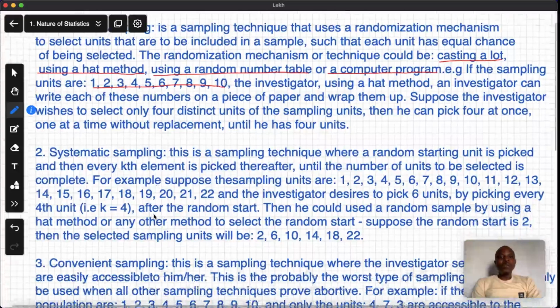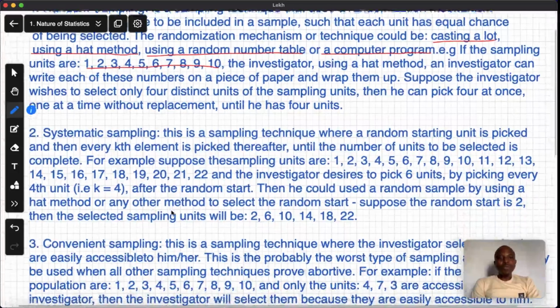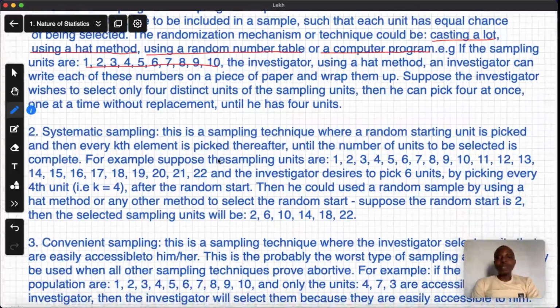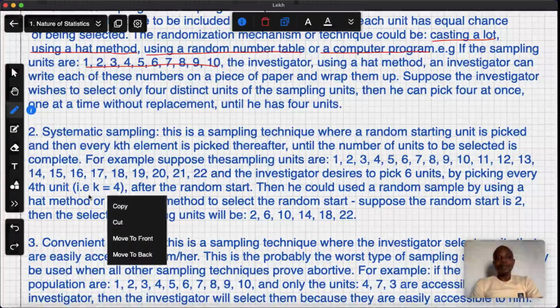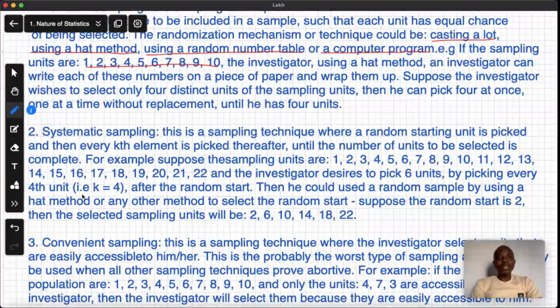All right, so we go to systematic sampling. The second one, called systematic sampling, says, okay, we are going to use the randomization technique, but we only use it to pick the first one. And when we have done that, we can now pick every kth element thereafter. For instance, let's assume that the investigator decides to pick 6 units, but he decides that he will pick every 4th unit. That's the K, which is 4 here. Every 4th unit thereafter.